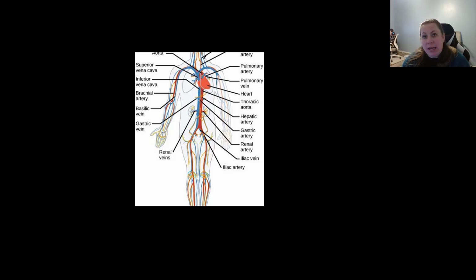A lot of times they're going to get named based on their location or the organ that they service the blood to. All right, so you have like the renal artery, that's to the kidneys, the hepatic arteries to the liver, the gastric arteries to the stomach. You also can have the brachial artery, which is in the top part of the arm. So they can be named based on their location or what organ they're going towards.